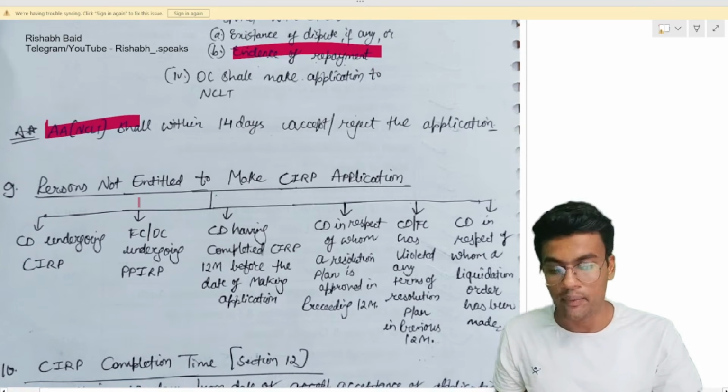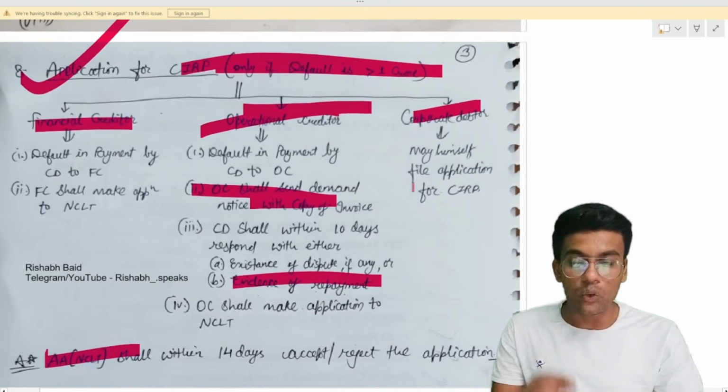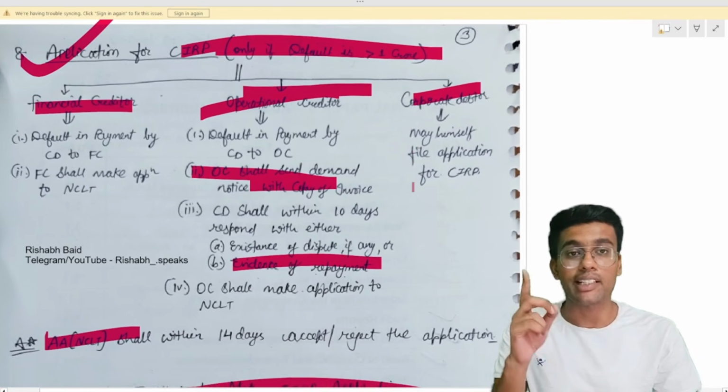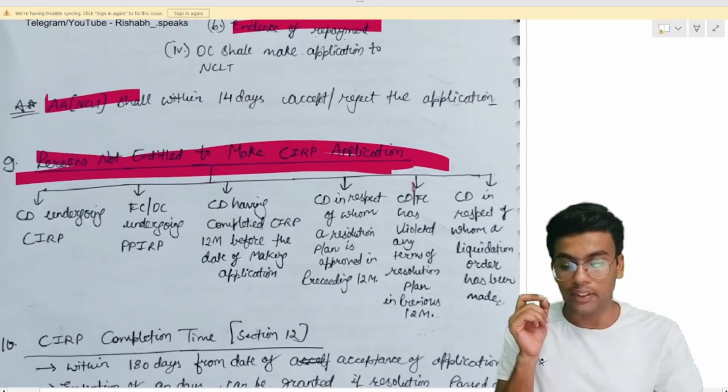This we have already studied. Now, persons who are not entitled to make a CIRP application. We studied who is entitled to make a CIRP application. Now we are going to study those persons who are not entitled to make a CIRP application.